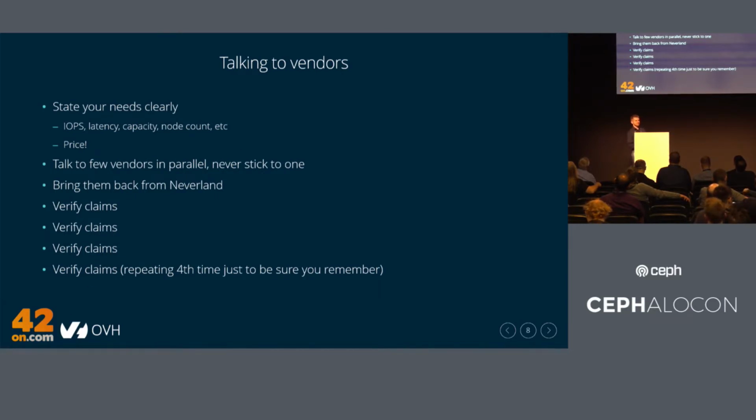So speaking of talking to vendors, you need to precisely specify what you need from them. IOPS, latency, node count, price. Price is most important in our case. If you don't specify what you need, they will provide some default numbers or something that you won't accept for some reason or other. Yeah, so latency is something you should focus on.